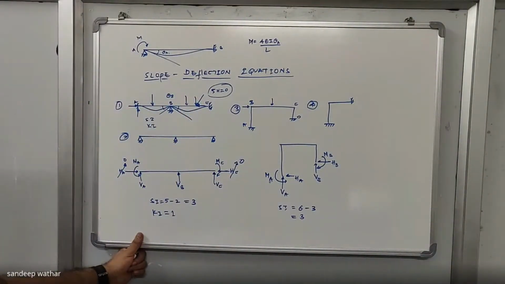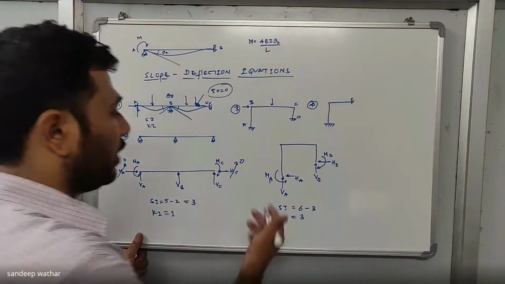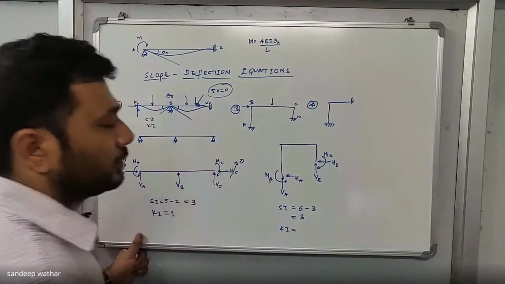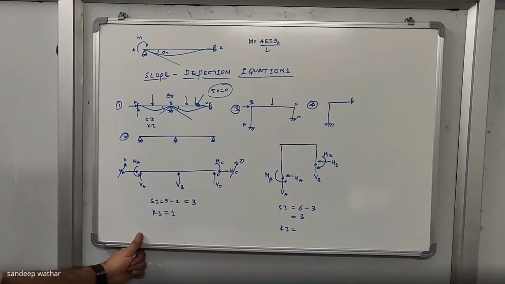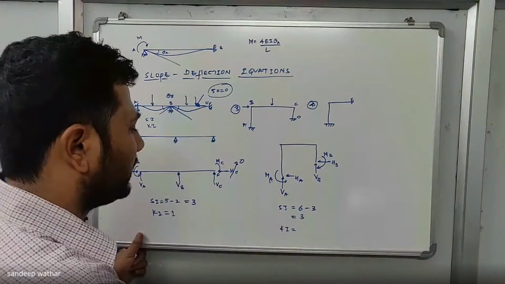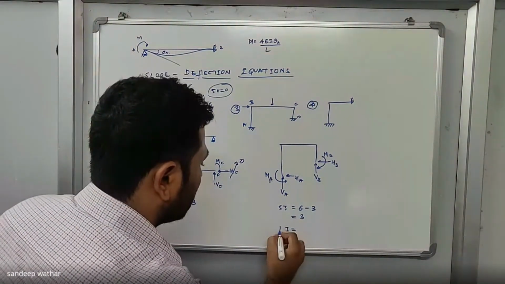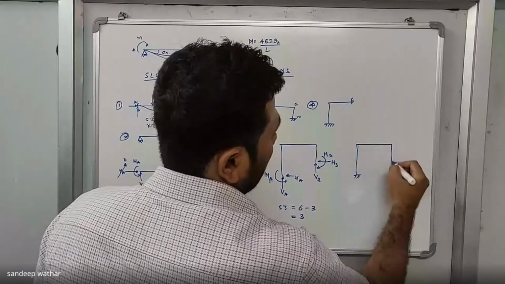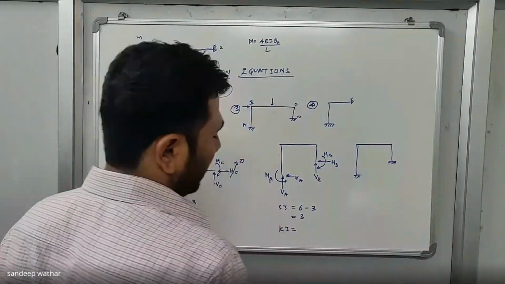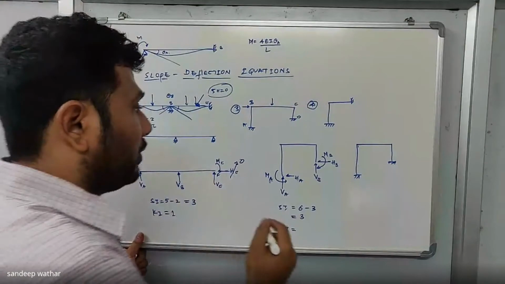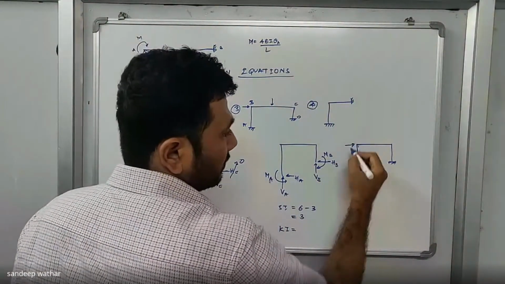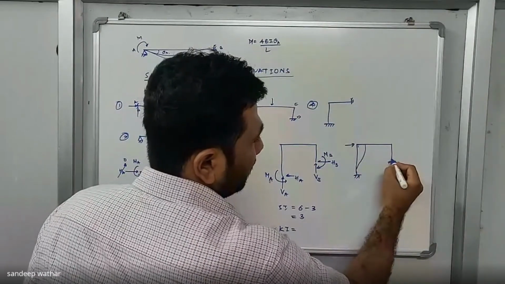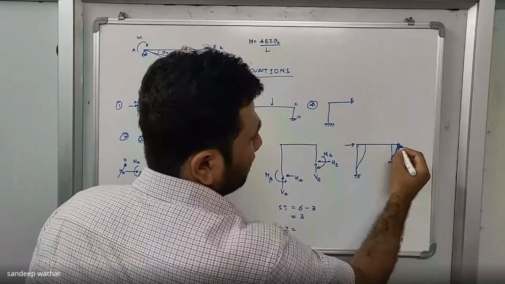So we know how much the static indeterminacy is. Let us determine our kinematic indeterminacy, the Ki value. To determine the Ki value, again I will take the same structure. Now we have a horizontal force here, and because of that there will be a sway. Sway means it will bend like this.